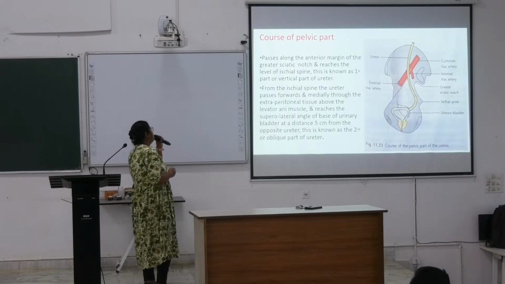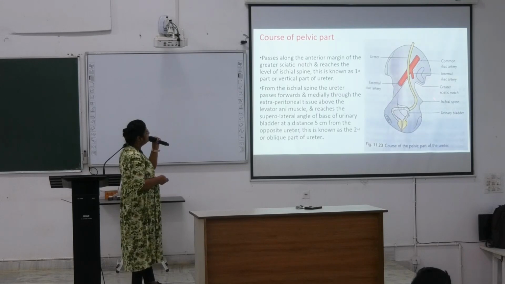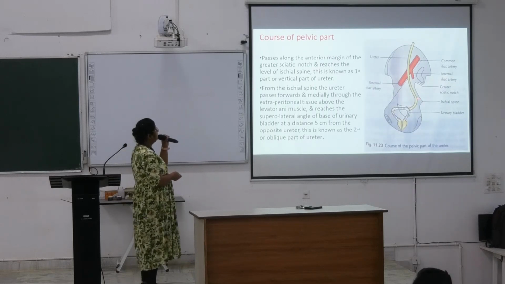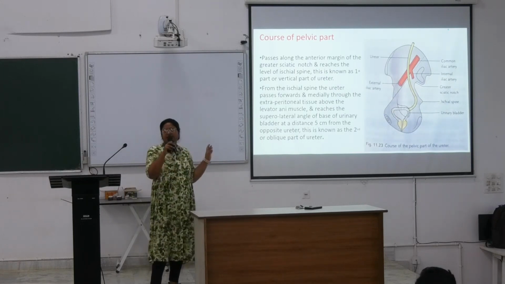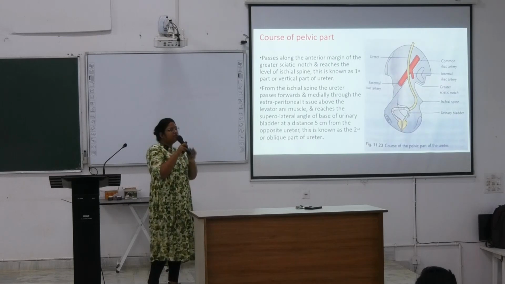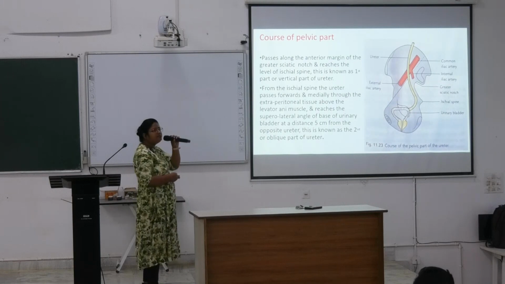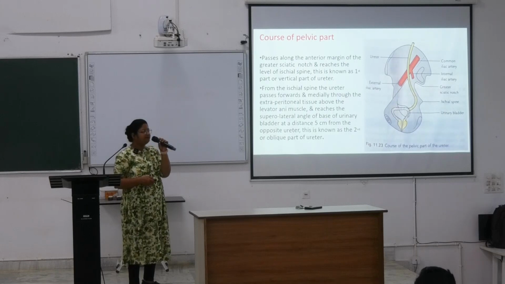So the ureter passes along the anterior margin of greater sciatic notch. Here is the greater sciatic notch. It passes along the anterior margin of greater sciatic notch and reaches the level of ischial spine. Here, ischial spine level, and this is known as first part or vertical part of the ureter. This pelvic part of ureter is also again divided into three parts. Okay, so first is the vertical part, then horizontal part, then the intramural part. Intramural part means that it lies within the wall of the bladder.